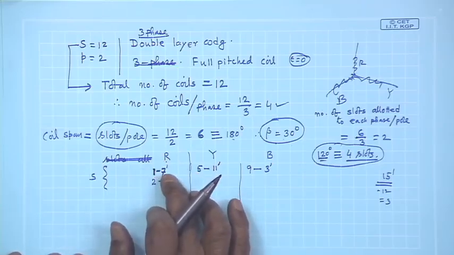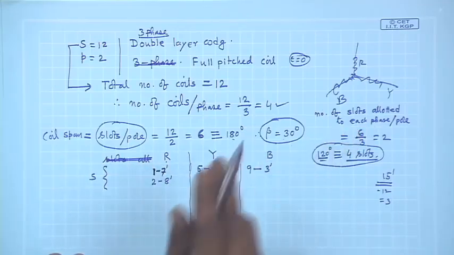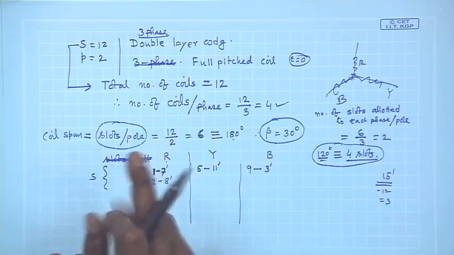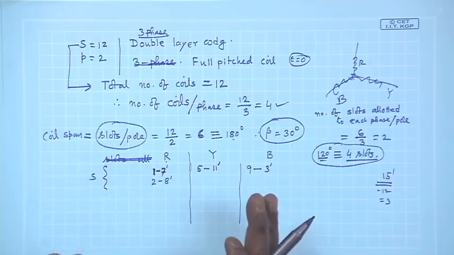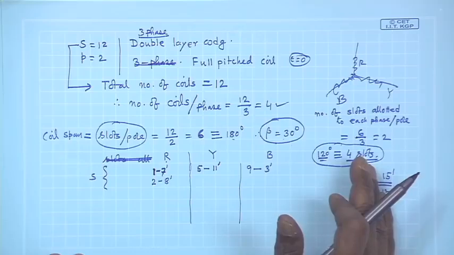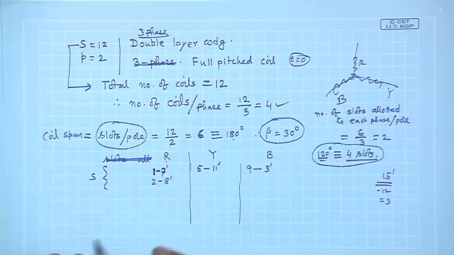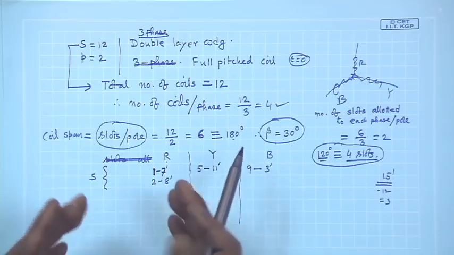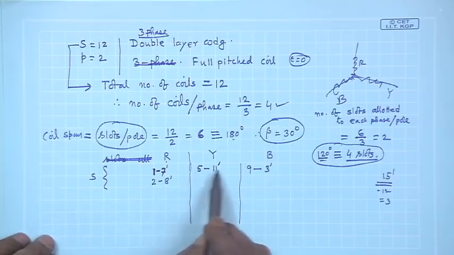1 7 dashed is the first coil of R phase, then the first coil of Y phase must start. There should be a special shift of Y phase by 120 degree electrical, and 120 degree electrical is equivalent to 4 slots. So, you add 1 plus 4, you get 5, but coil span, each coil is identical. We are calling it by different names, that is a different thing, but coil span is 6 only. So, it will be 5 11 dashed.